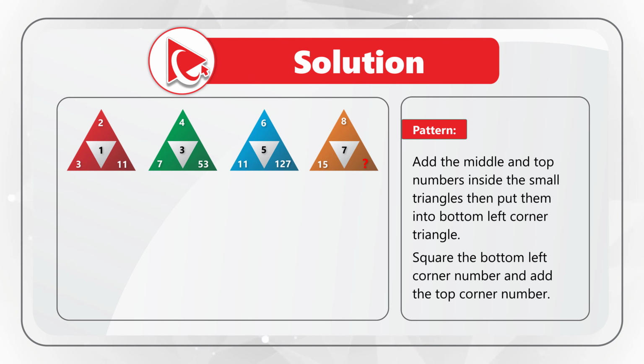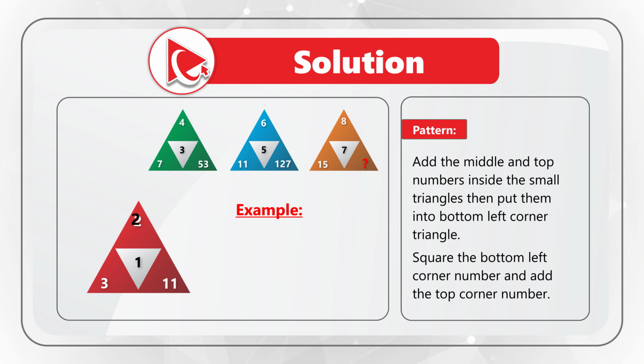The best way to understand it is to look at the example. Let's look at the first triangle. 2 plus 1 equals 3. 3 squared equals 9. And 9 plus 2 equals 11.